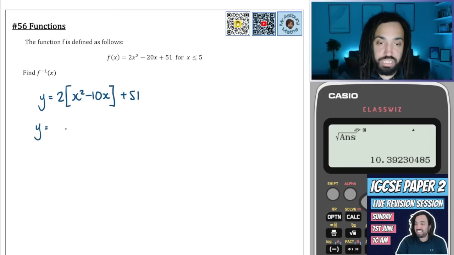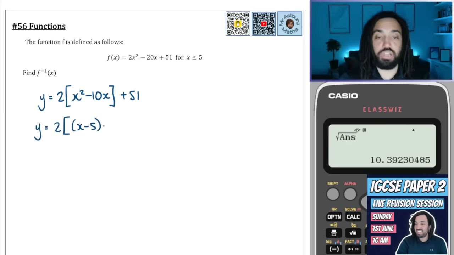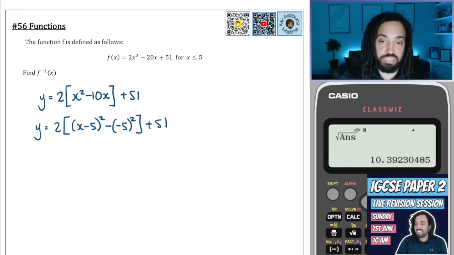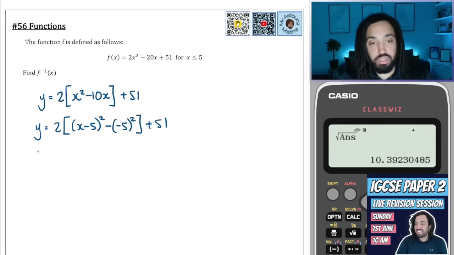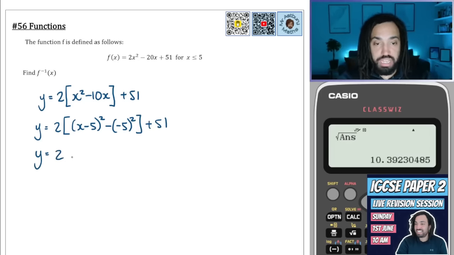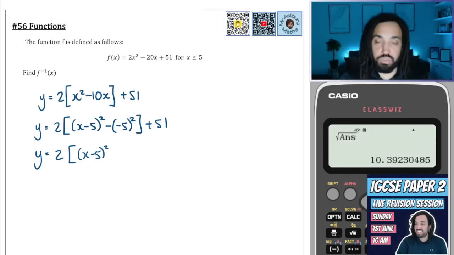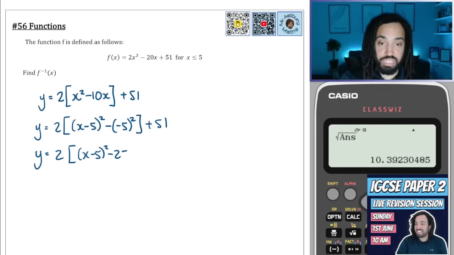Now looking inside that square bracket, if I want to complete that square, I need to half the b term, so half of minus 10 is minus 5, square that bracket, and then take away minus 5, which is that half b term again, all squared, like so. So that is the process for completing the square. We then can just evaluate this term here. This minus 5 squared is 25, but then we're taking it away, so we're taking away 25.